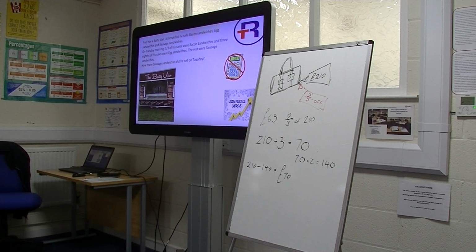Fred has a butty van. At breakfast he sells bacon sandwiches, egg sandwiches and sausage sandwiches. On Tuesday morning, 1/3 of his sales were bacon sandwiches and 3/8 of his sales were egg sandwiches. The rest were sausage sandwiches. How many sausage sandwiches did he sell on Tuesday?